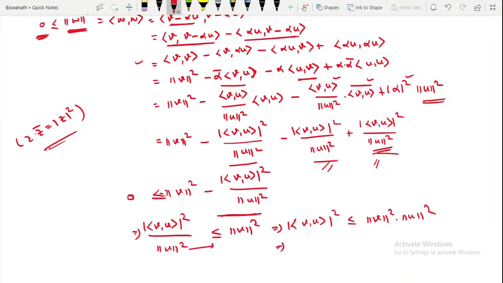Now if I take the square root of both sides, what do I get? Then mod of the inner product of v comma u is less than or equal to norm of v into norm of u. And this is the Schwarz inequality. Okay.